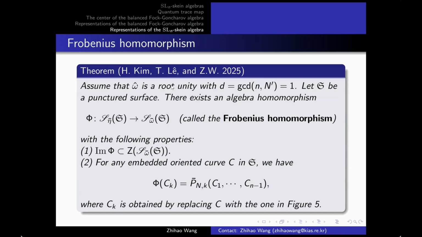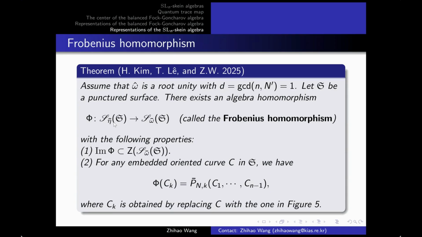Of course, originally in this paper, we don't have this requirement. But in this talk, we're only interested in the case when D is 1. And S is a punctured surface, then there's an algebra homomorphism Phi, from here to here. We have the same root of unity assumption, same convention.